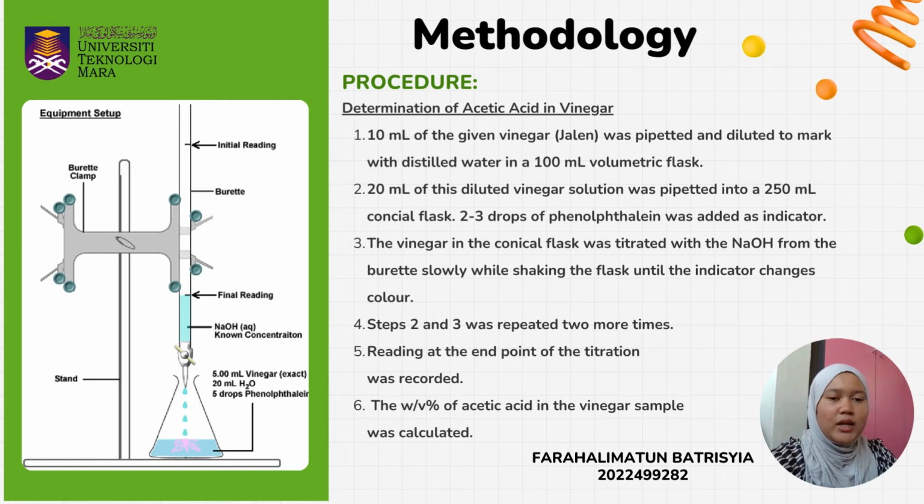Thirdly, the vinegar in the conical flask was titrated with the sodium hydroxide from the burette slowly while shaking the flask until the indicator color changed. Next, steps 2 and 3 were repeated 2 more times, and then the reading at the end point of the titration was recorded. Last but not least, the weight over volume percentage of acetic acid in the vinegar sample was calculated.